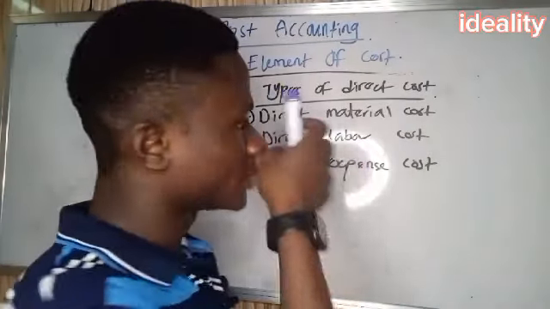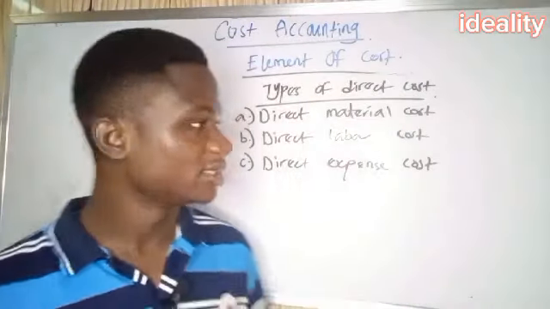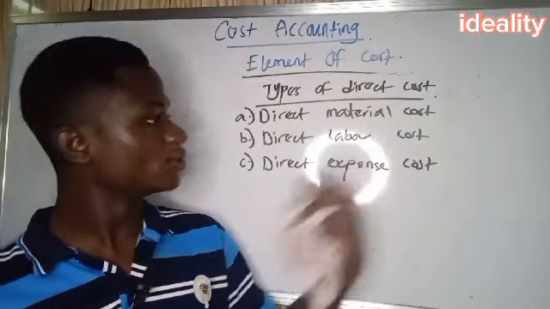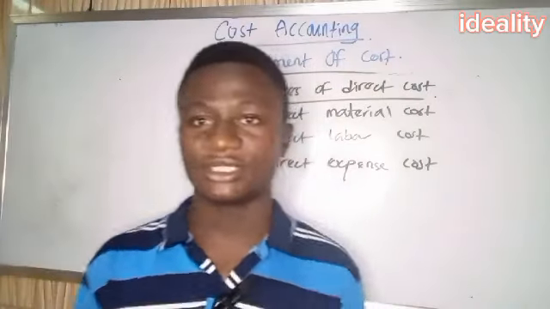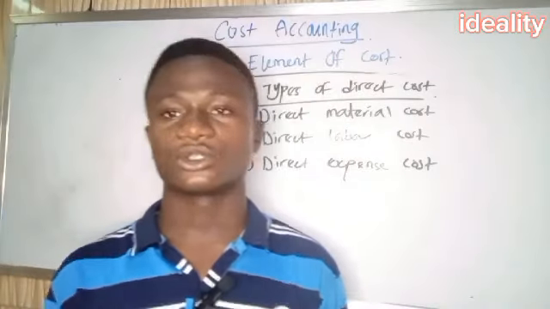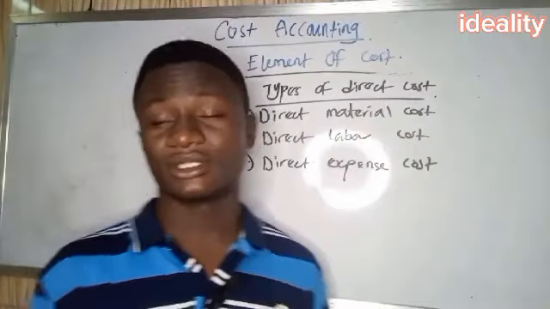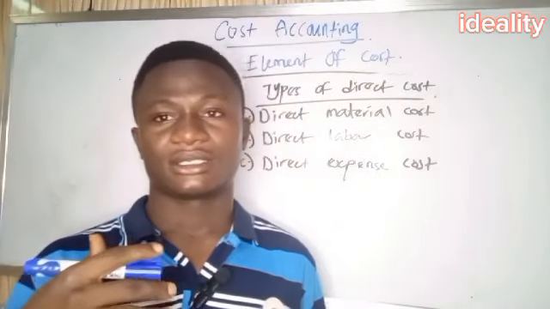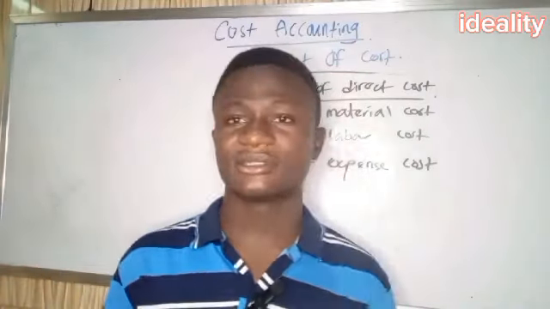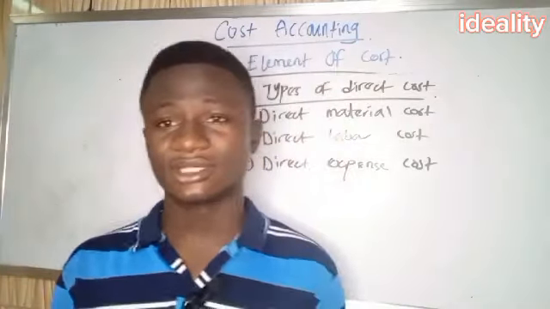So imagine direct expense costs now. Imagine I rent machines, the machines to be used for production. I rent it at a cost of 10,000 naira. Now, if I rent it at a cost of 10,000 naira and I'm going to pay, the machine, I cannot use it for any other purpose. I cannot use it for any other reason.